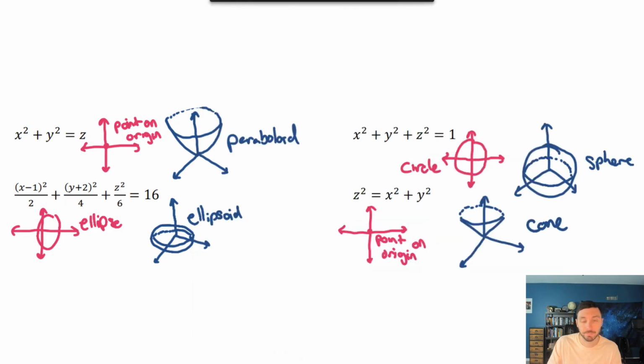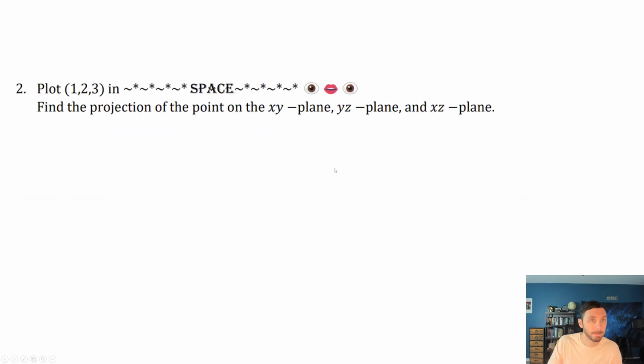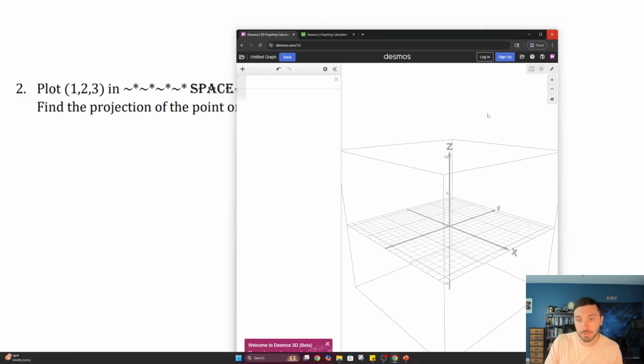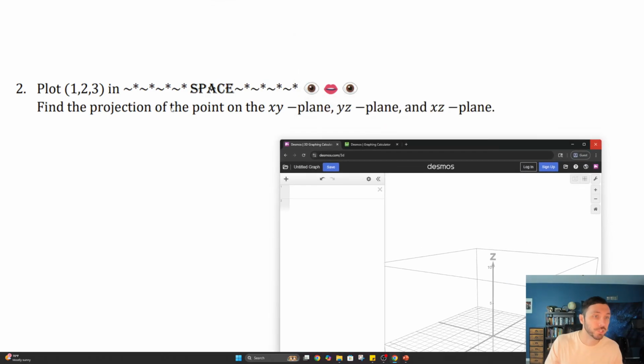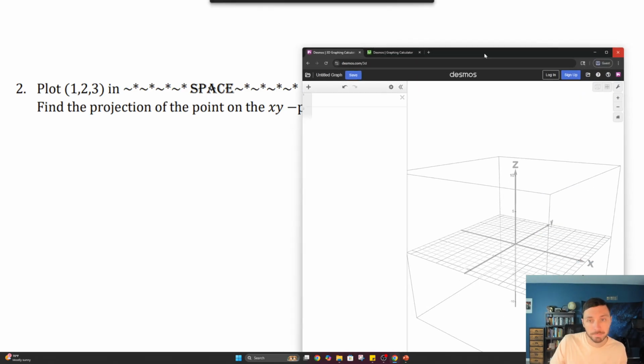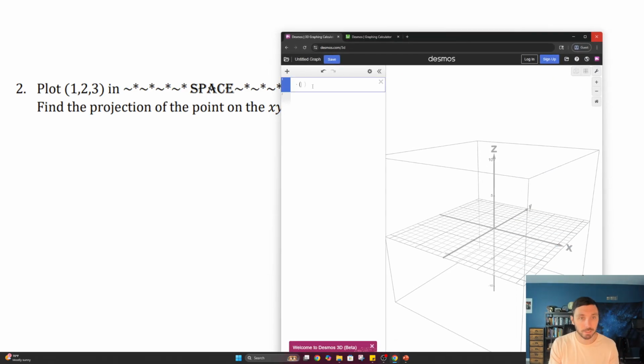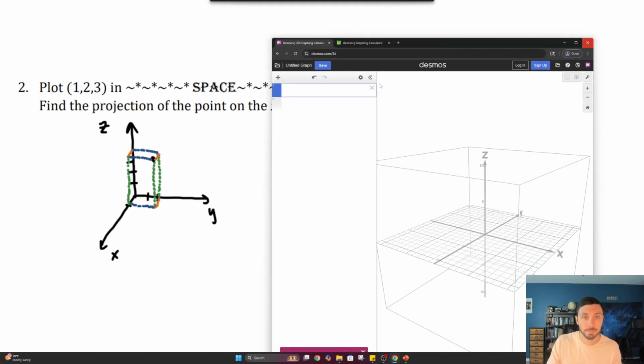All right, so let's go ahead and plot points in space. Use your intuition. If you were to plot 1, 2, 3, where would that land if we were to graph it here? I use this new word, find the projection onto the xy plane, yz plane, and xz plane. Well, the point is what you would expect it to look like. So let's go ahead and skip on to this.